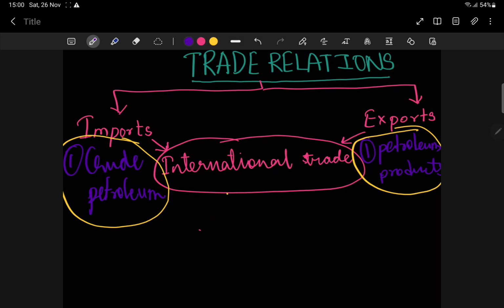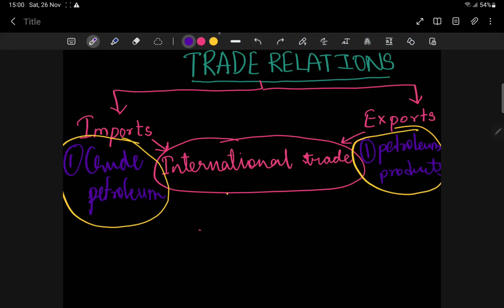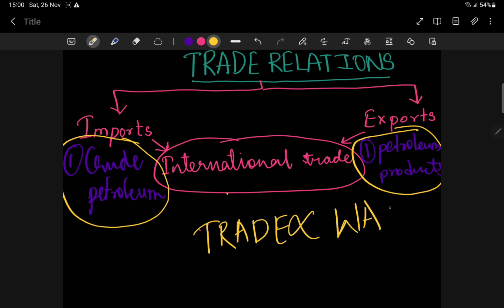I can create a formula kind of thing now. So, trade is inversely proportional to war. Means if war will increase, trade will decrease. If war will reduce, trade among countries will increase. I guess you understood this concept. Now, assuming that you have understood this concept, let us move on to the next one.